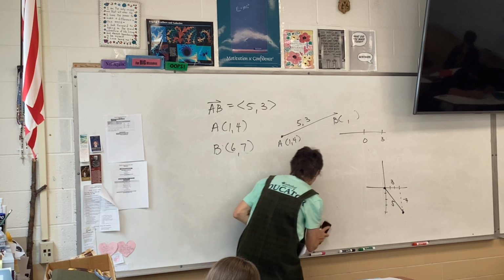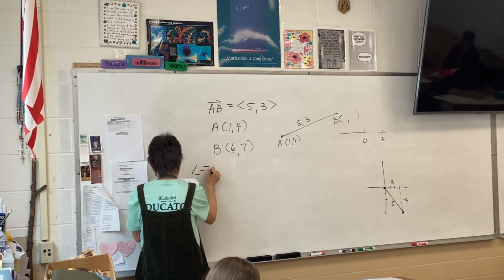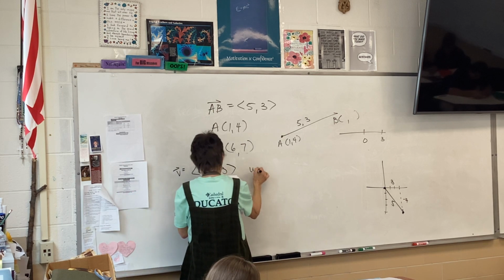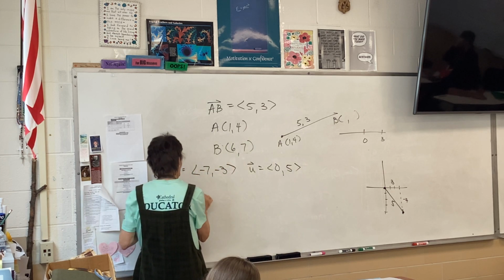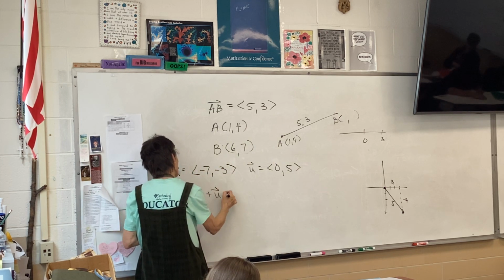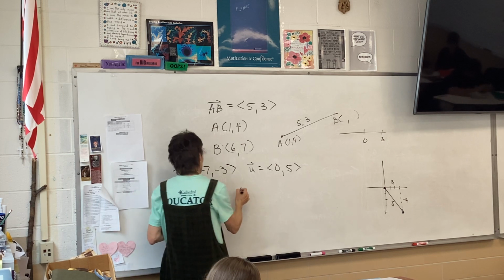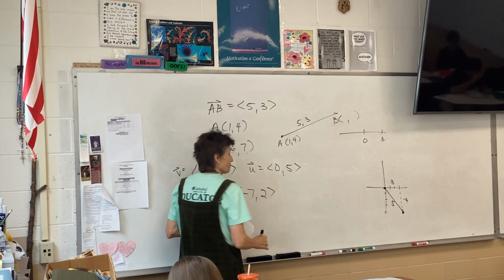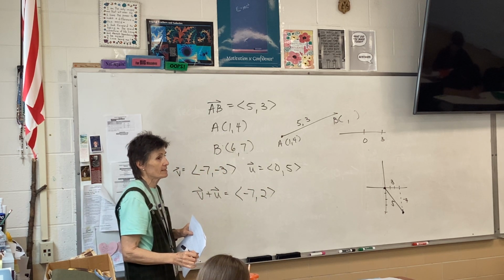Now we're going to take a couple of vectors here. And we are going to add them. Any thoughts on that? You add them. You add the x's, and you add the y's. So negative 7, 7, 2. Yeah. Oh my gosh, this is easy.